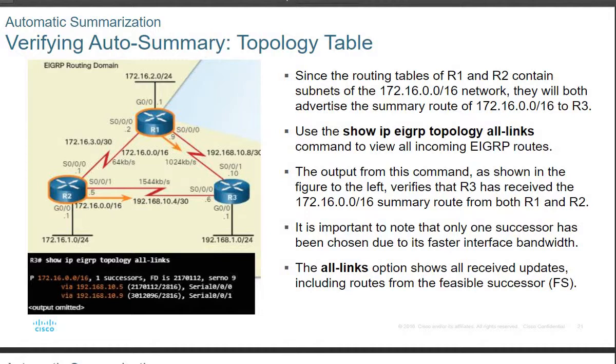Automatic Summarization. Verifying Auto-summary. Topology table. Since the routing tables of R1 and R2 contain subnets of the 172.16.0.0/16 network, they will both advertise the summary route of 172.16.0.0/16 to R3. Use the show ip eigrp topology all-links command to view all incoming EIGRP routes. The output from this command, as shown in the figure to the left, verifies that R3 has received the 172.16.0.0/16 summary route from both R1 and R2. It is important to note that only one successor has been chosen due to its faster interface bandwidth. The all-links option shows all received updates, including routes from the feasible successor, FS.